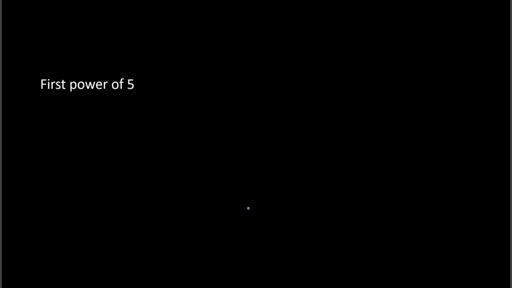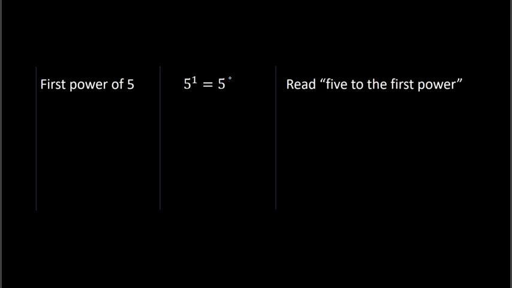You have maybe what's called the first power of 5. So the first power of 5, what that means is you have 5 and then a little 1 written above it. And that means you have 1 5 multiplied, which would just be 5. Alright, so in English, you would read this as 5 to the first power.